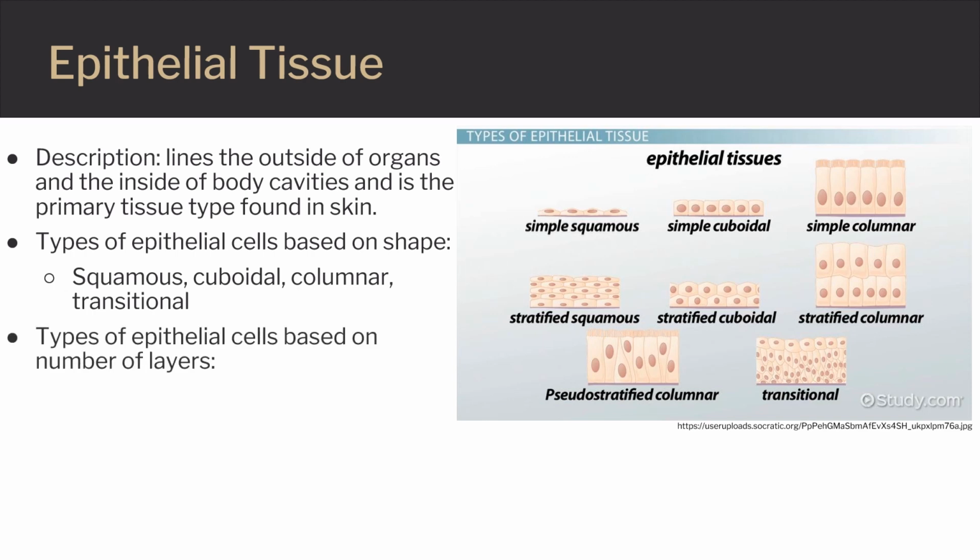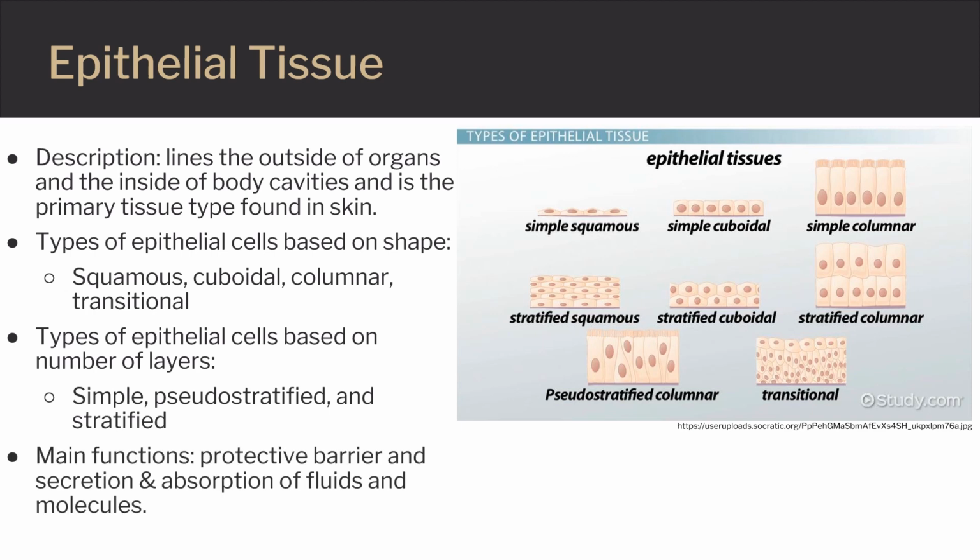Epithelial tissue can also be classified based on the number of layers. Simple means a single layer of cells. Pseudo-stratified means that there is a single layer of cells, but it appears that there are multiple layers of cells. And then stratified means that there are two or more layers. The main functions of epithelial tissue include acting as a protective barrier and secretion and absorption of fluids and molecules.